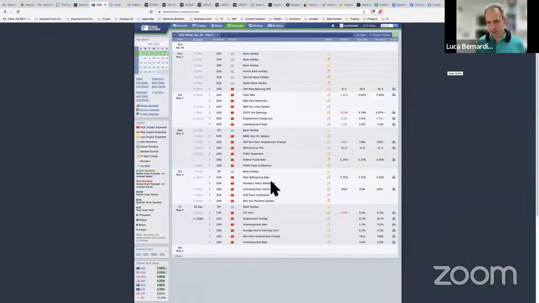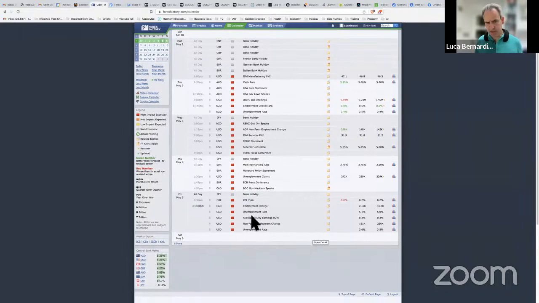But at the same time, it was quite dovish as well for the euro. So it has an opposite effect on the euro. So it pushed the euro down rather than up. Okay, and today we'll be waiting for this announcement of non-farm employment change.